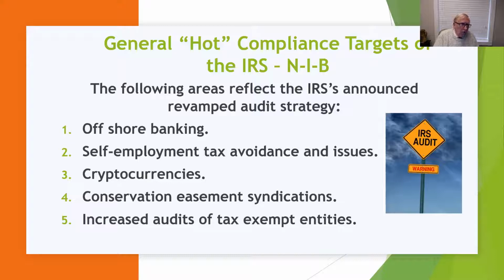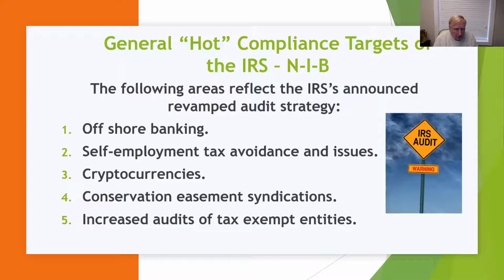The other one continues to be IRS self-employment tax avoidance and issues. This resulted from a TIGTA report, Treasury Inspector General for Tax Administration, a number of years ago, which said the IRS was missing billions in terms of self-employment tax. That's why when a 1099-NEC is issued, previously a 1099-MISC with non-employee compensation, these are being reconciled to the returns and notices sent out by the Service Center.